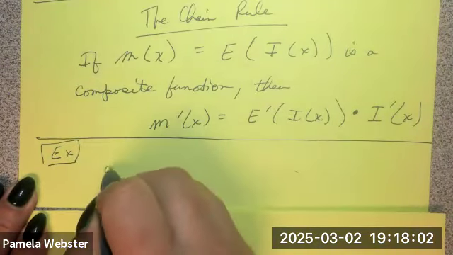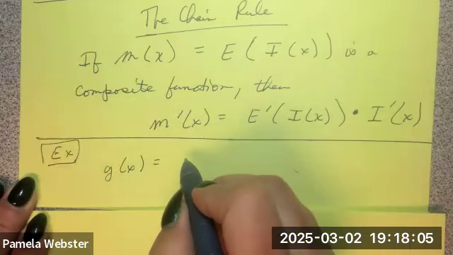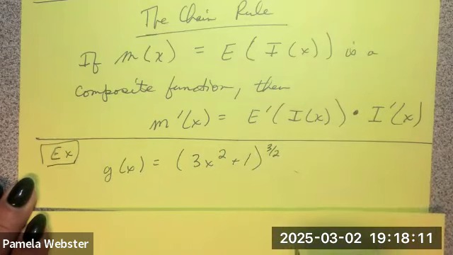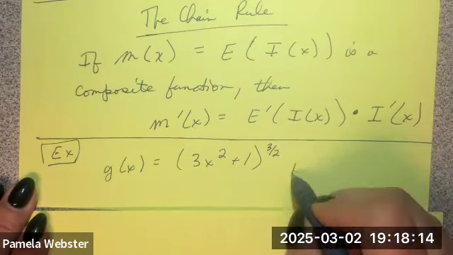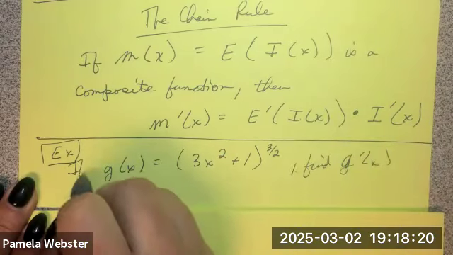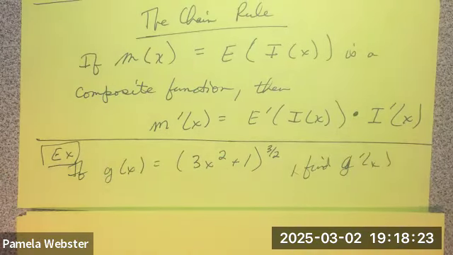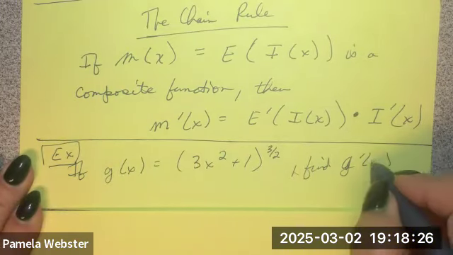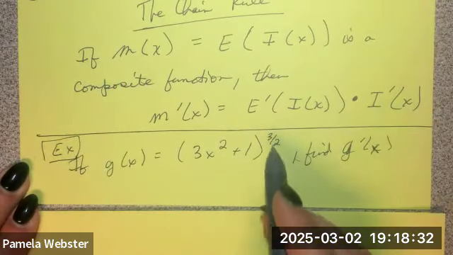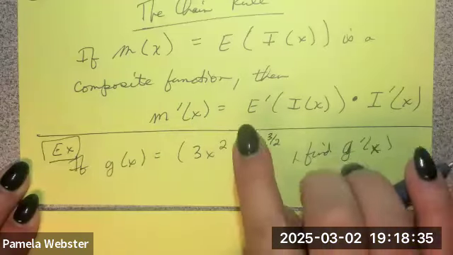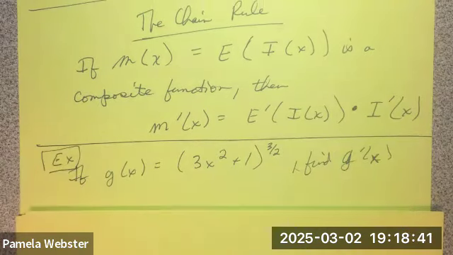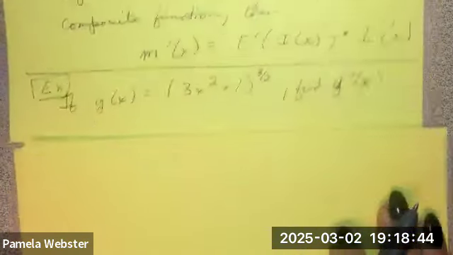One says g of x equals parentheses 3x squared plus 1 raised to the 3 halves. If g of x is that guy, then find g prime of x. Do you think it's a composite? Does it look like a composite function? Take just a second. Can you see the outside function? Can you see the inside function? If you need to write those out to the side, write them out to the side. But it looks like a composite function to me, so you should be able to use chain rule.